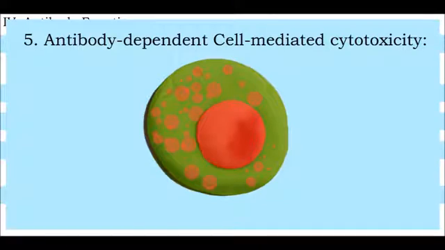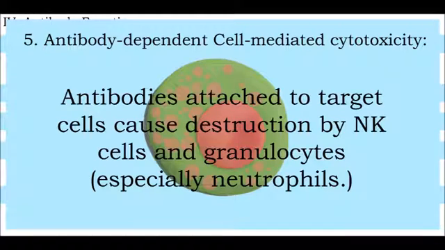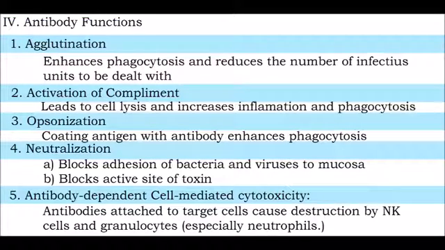Lastly, we have 5, antibody-dependent cell-mediated cytotoxicity. This simply means that the antibodies are necessary to mark certain cells for attack by natural killer cells and granulocytes like neutrophils. And that is it for ARQ number 4.